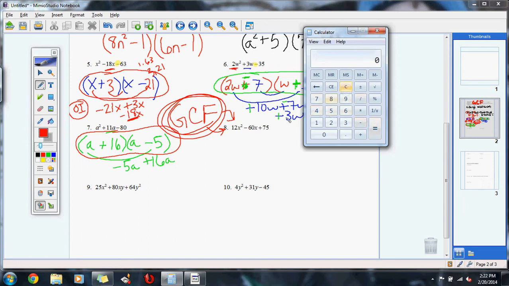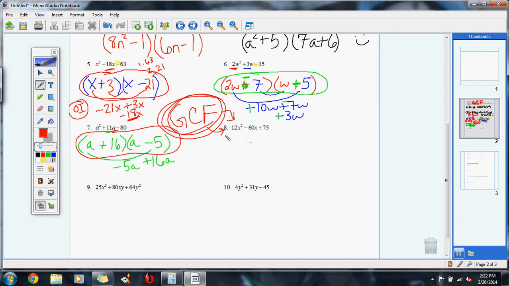So the next highest factor of 12 to check would be 3. And when we take 75 and divide by 3, we're going to see that that works out. So actually you can take a 3 out. So if I take a 3 out, I'm going to be left with 4x squared minus 3 times 20x. And then I'm going to have plus 25 on the back end.